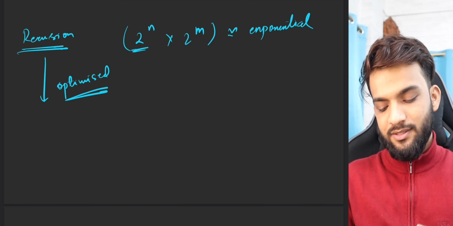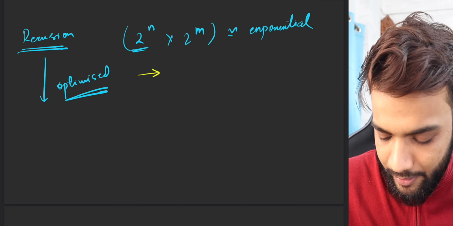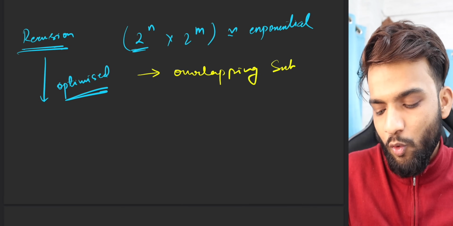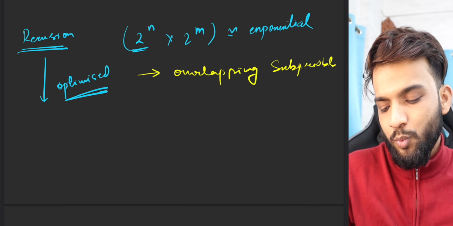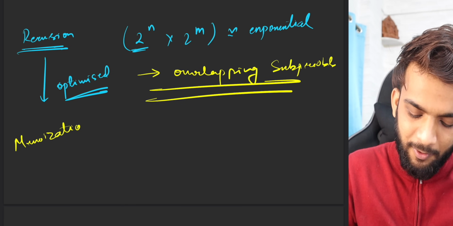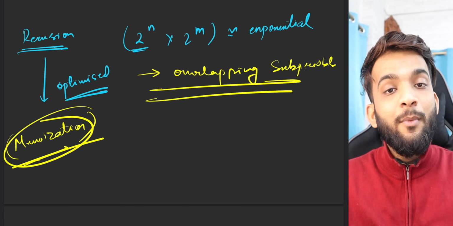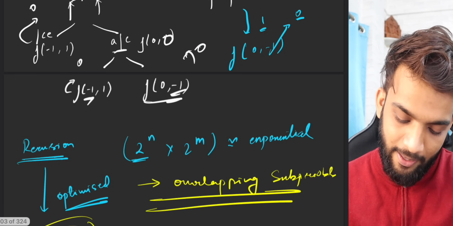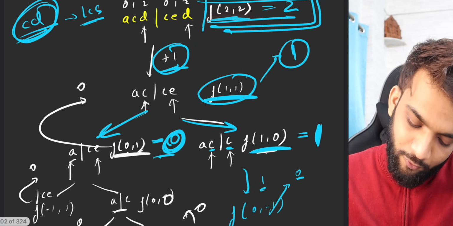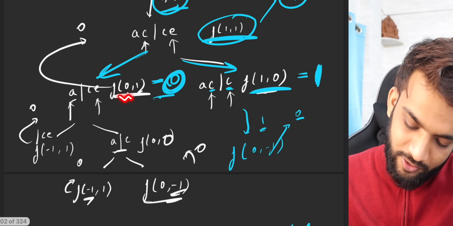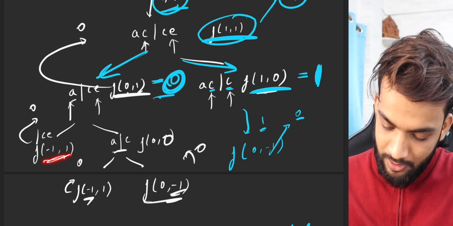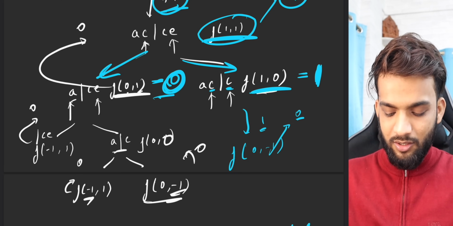And how do you optimize this? You have to see if there are overlapping subproblems, because if there are, we can apply memoization. I have already told you this in all the previous lectures. Let's see if there are overlapping subproblems in this particular problem. F of 2, 2 was there. F of 1, 1 was there. F of 0, 1 was there. F of 1, 0 was there. F of 0, 0 was there. F of -1.